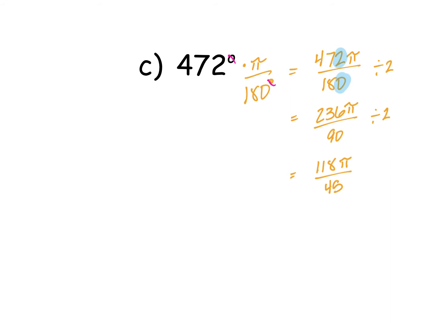So what goes into 45, you guys? 5 and 9? Yeah, 5 times 9. So let's see if 118 can be divided by 9. Nope, it cannot be. So I think this is as low as we can get, and that's my answer. 118 pi divided by 45.